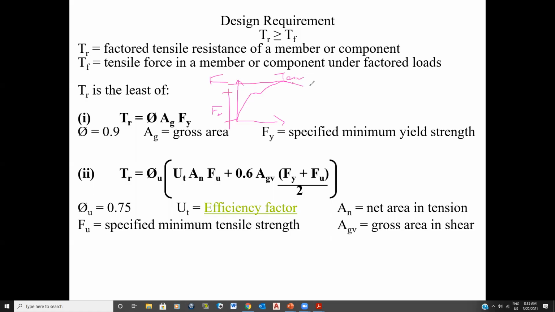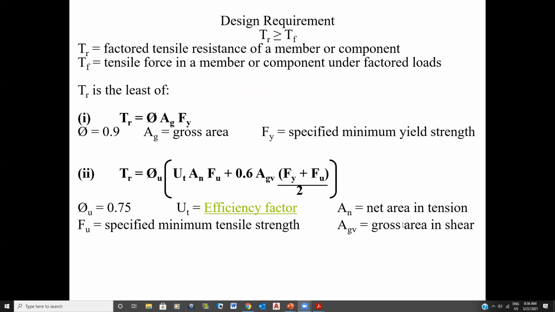And then after that, of course, it's going to break. So this is the FU value. Now, the FU value is very simple. Of course, it's higher than the FY value. In this case, you'll be given those values, but whether it's 300 or 350, the FU value is taken to be 450, just to let you know.